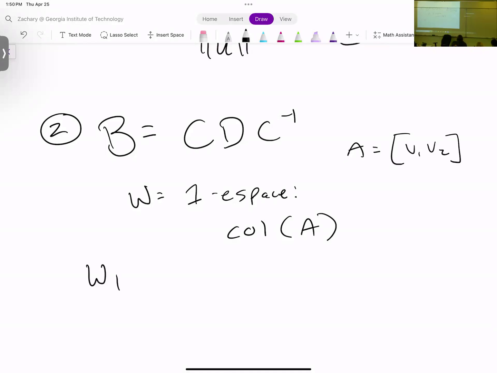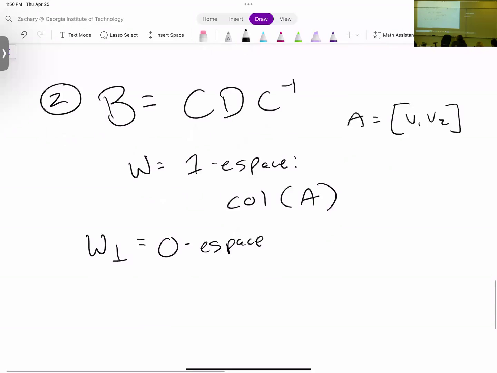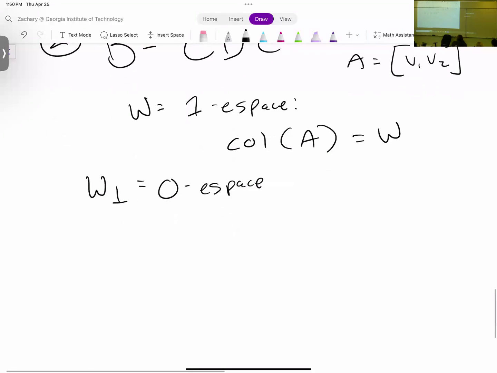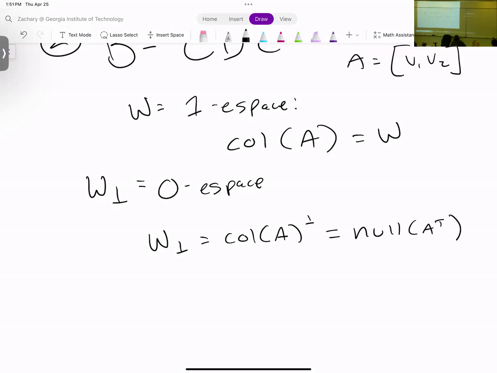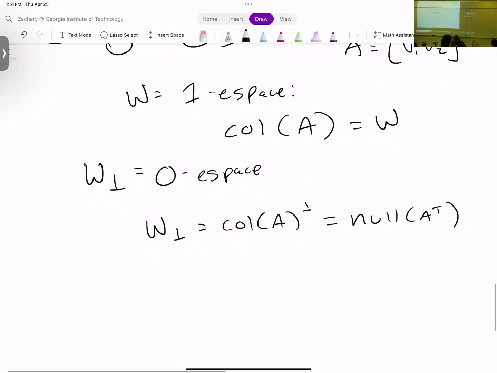W perp is a little bit more complicated. This is your 0 eigenspace, not of A, but of the projection matrix B. So we don't actually have the full matrix and we can't just find the null space. What we have to do is, if this is equal to W, then W perp is equal to the columns of A perp. And if this is true, this has to be equal to the null space of A transpose. Okay, because there's a set of formulas that all tie this sort of stuff together that I'll write out.